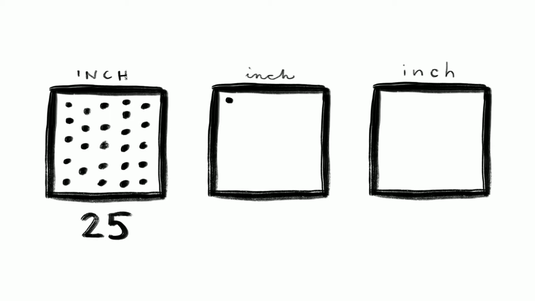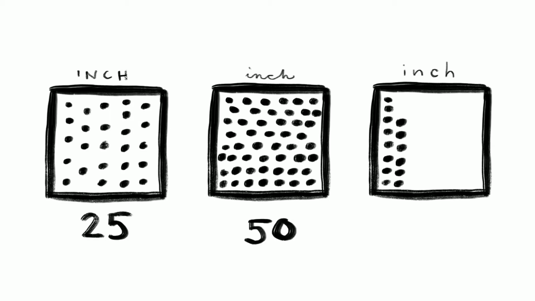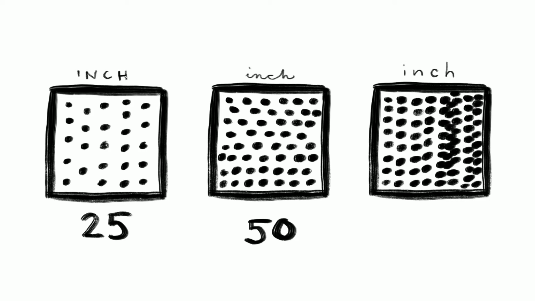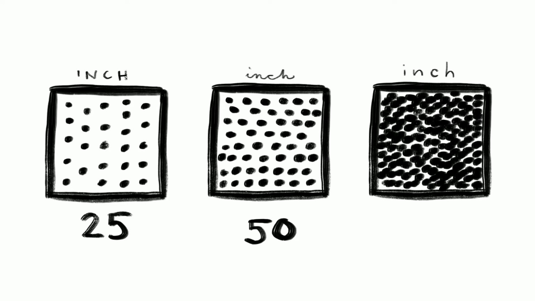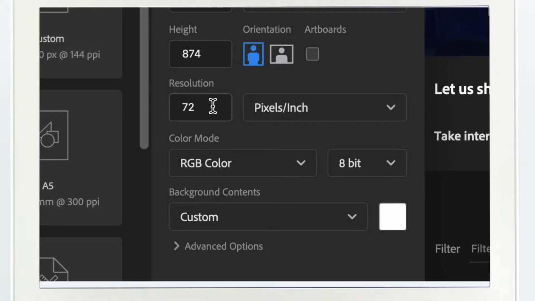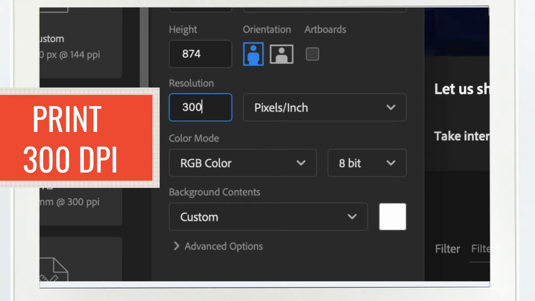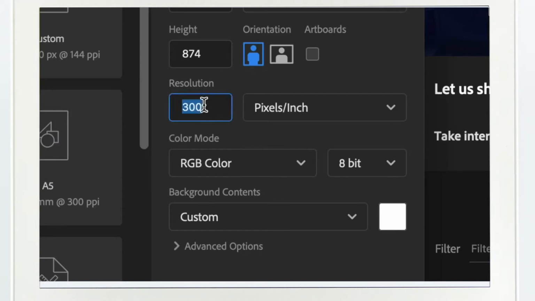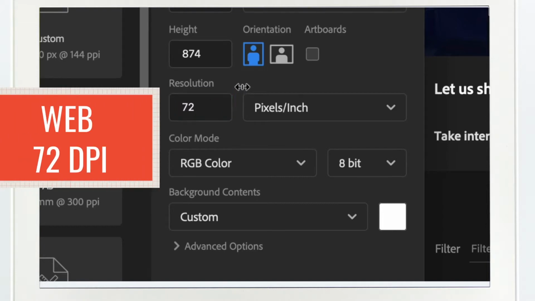Dots per inch mean exactly what it says. It's the number of dots in the area size of an inch. The more dots there are, the more detailed the image is. So what number should your resolution be? Short answer. For files you're going to get printed, keep this at 300 dpi. If you're doing something for web, it should be 72 dpi.